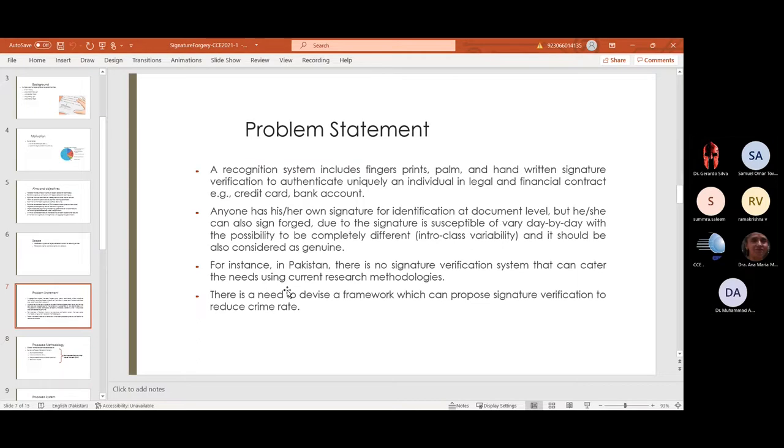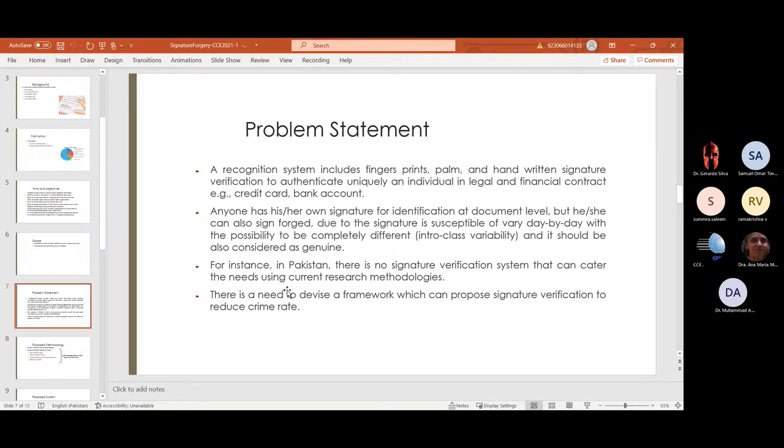So we have our problem statement. A recognition system is to be proposed that includes fingerprints, palms, and handwritten signature verification to uniquely authenticate an individual in legal and financial contexts, like credit cards and bank transactions. Anyone has his or her own signature for identification at the document level, but it can also be forged, since a signature is susceptible to varying day by day, possibly being completely different, and it should still be considered genuine. For instance, in my country, there are no signature verification systems in many nationalized banks that can cater to the need using current research methodologies.